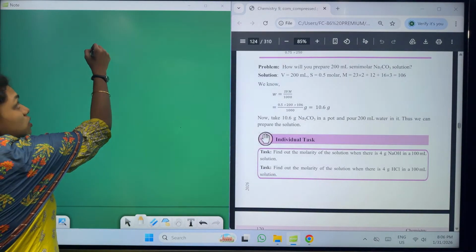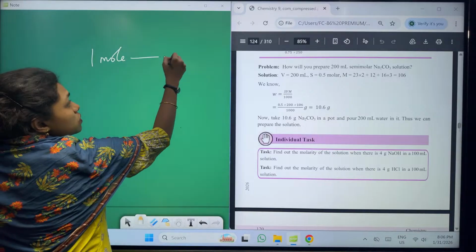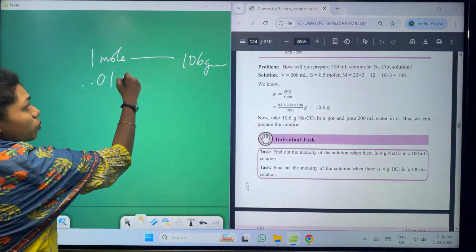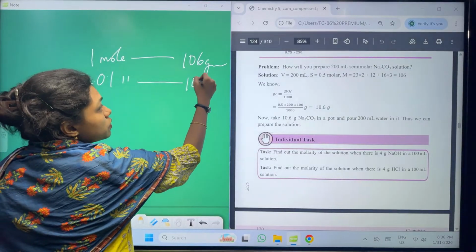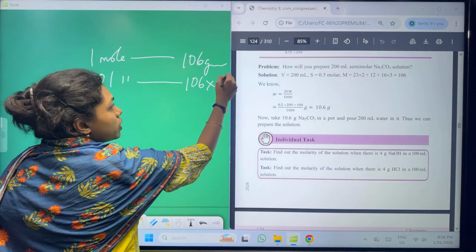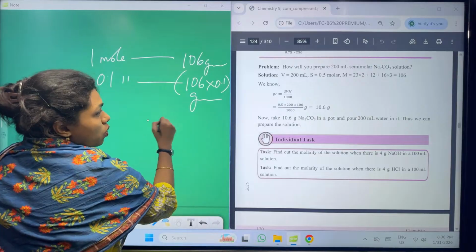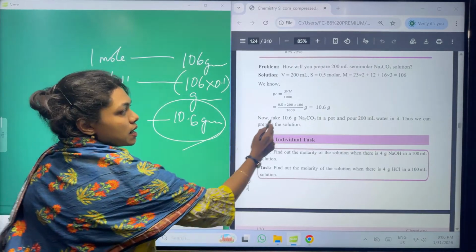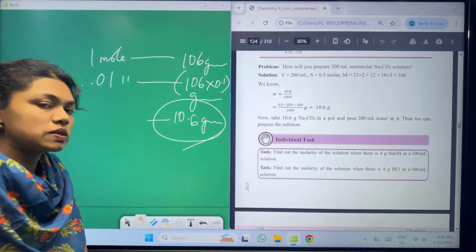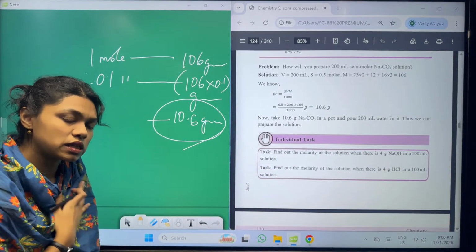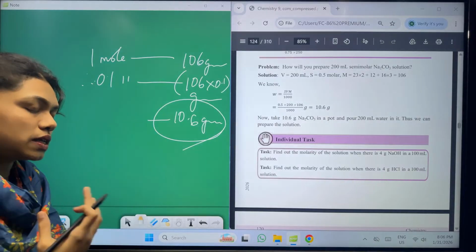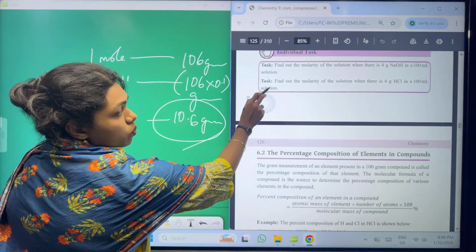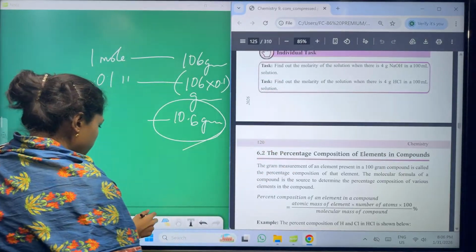Now, I know mass of 1 mole of Na2CO3 is what? 106 grams. Therefore, mass of 0.1 mole of Na2CO3 is 106 into 0.1 grams or 10.6 grams. This is my required answer. Okay. You can take 10.6 grams of Na2CO3 in a 200 milliliter pot, and then you can create a semimolar solution of Na2CO3. Okay. So I'm going to do only one of this, and the other is going to be homework for you. Okay.